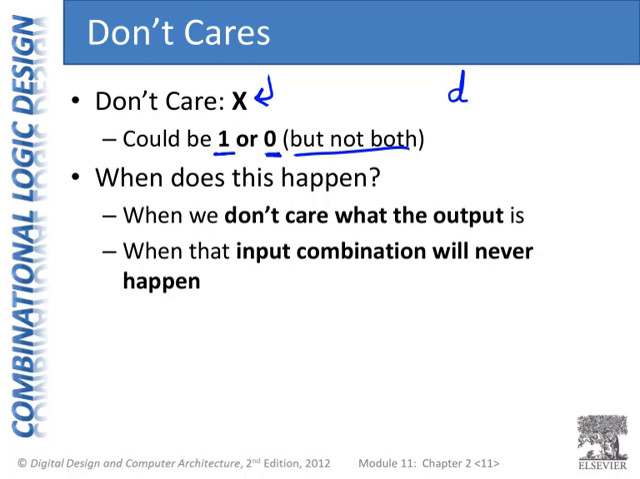So when does this happen? Why would we want to use a don't care? It seems like that might not be a good idea for a logic circuit. Don't we always care? Well, it could happen when we don't care what the output is in that condition. Or that input combination will never happen. So we don't care what the output is because it's never going to happen.